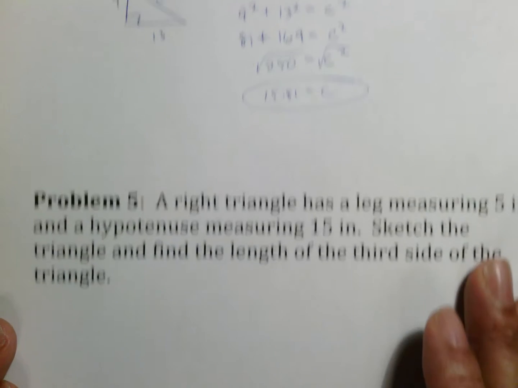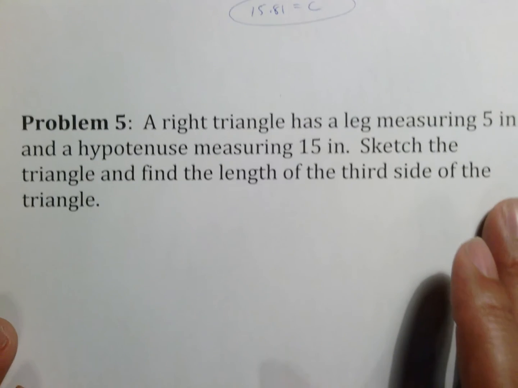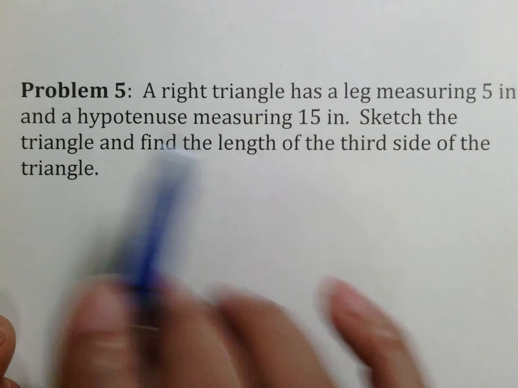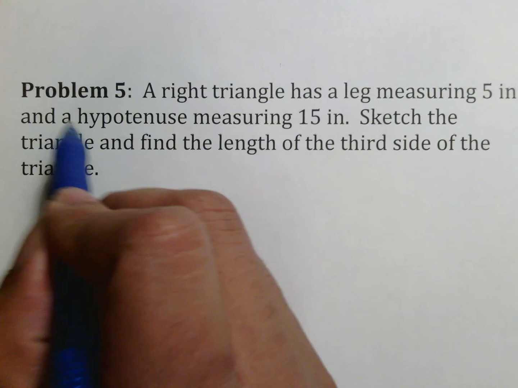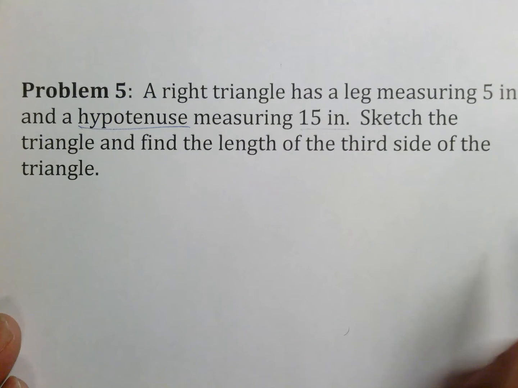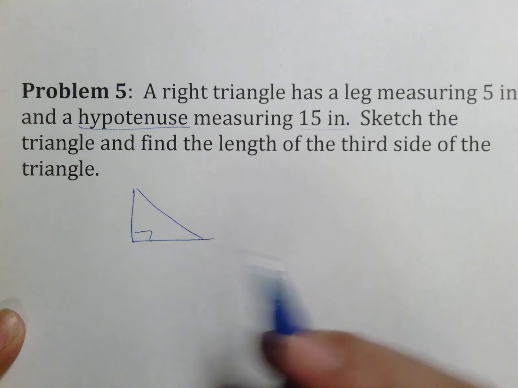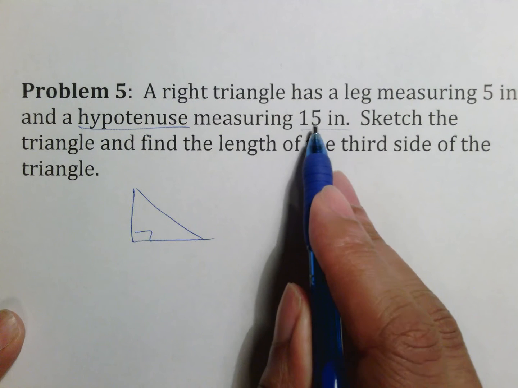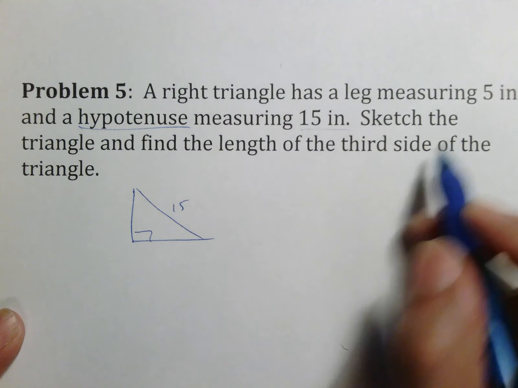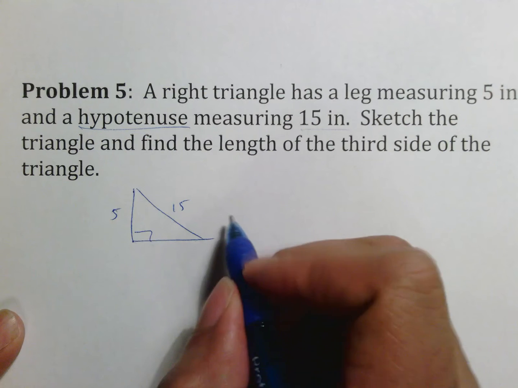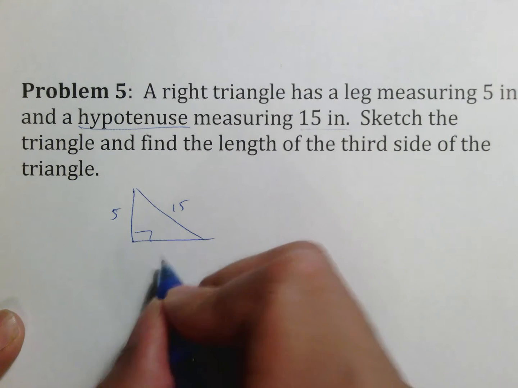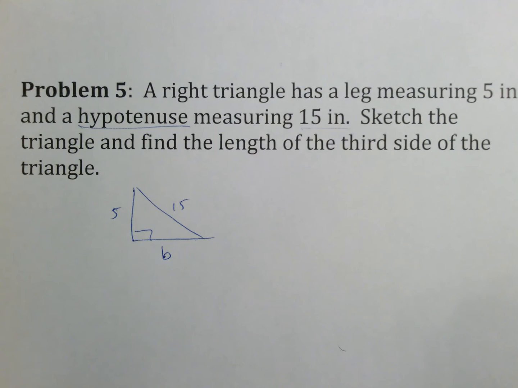Another question you're going to see is the one that says a right triangle has a leg measuring 5 inches and a hypotenuse measuring 15 inches. Remember, hypotenuse, the long word, is the long side for the triangle. So when you sketch that triangle, just draw a general right triangle. We know that the hypotenuse, which is the long side, is 15, and one of the legs is 5. It doesn't matter which letter we use. This is either A or B. You can just name it whatever you want to name it.